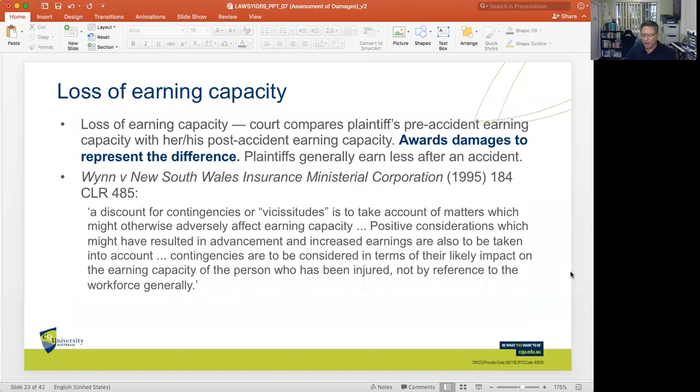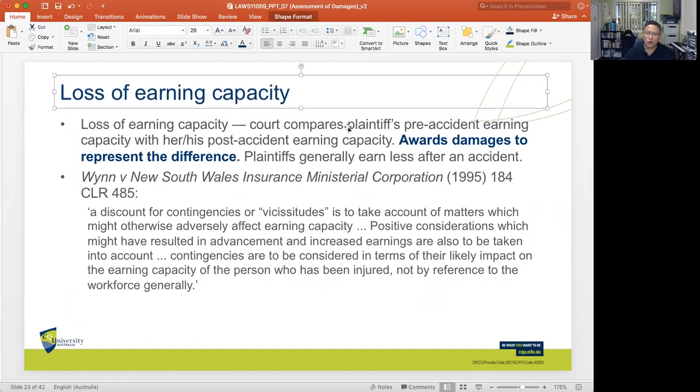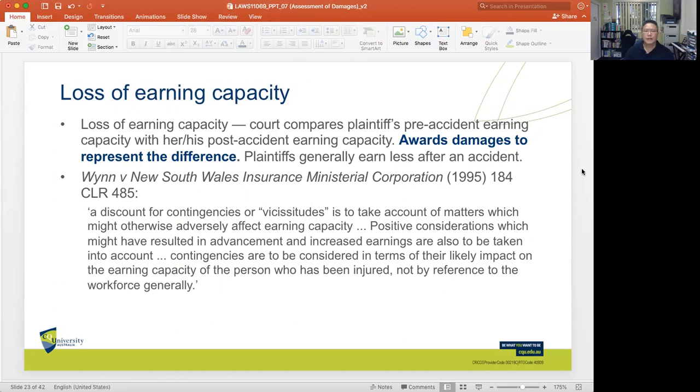So one of the important damages that can be awarded is the loss of earning capacity. In relation to the loss of earning capacity, the court compares a plaintiff's pre-accident earning capacity with his or her post-accident earning capacity. There often will be a difference. One, because prior to the accident, the plaintiff might have been working full-time. Prior to the accident, the plaintiff might be able to do certain types of work.